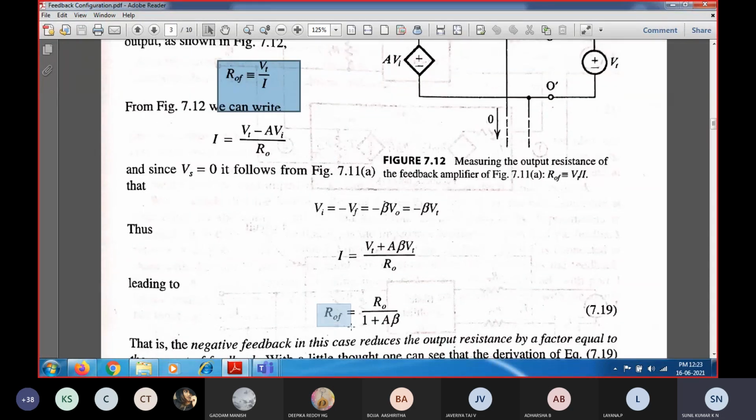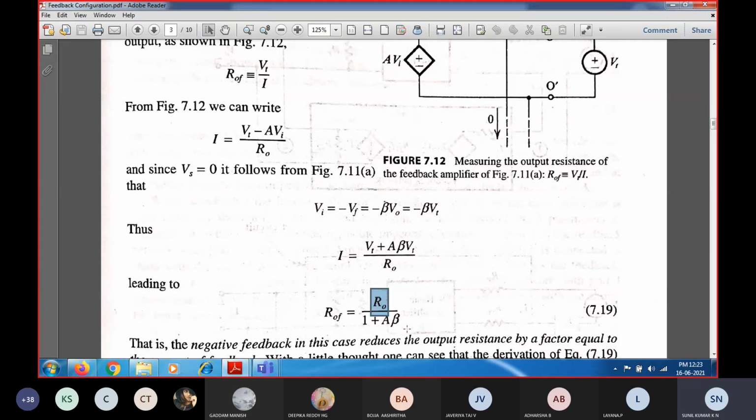So output resistance with feedback will be equal to Vt divided by I. So Vt is nothing but here and I is nothing but this expression. So Vt gets cancelled and the resulting expression will have R naught f equal to R naught divided by 1 plus A into beta. So this is the output resistance with feedback, and from this expression we can say that when employing the negative feedback, you are going to reduce the output resistance by a factor of 1 plus A beta. So R naught divided by 1 plus A beta is there.